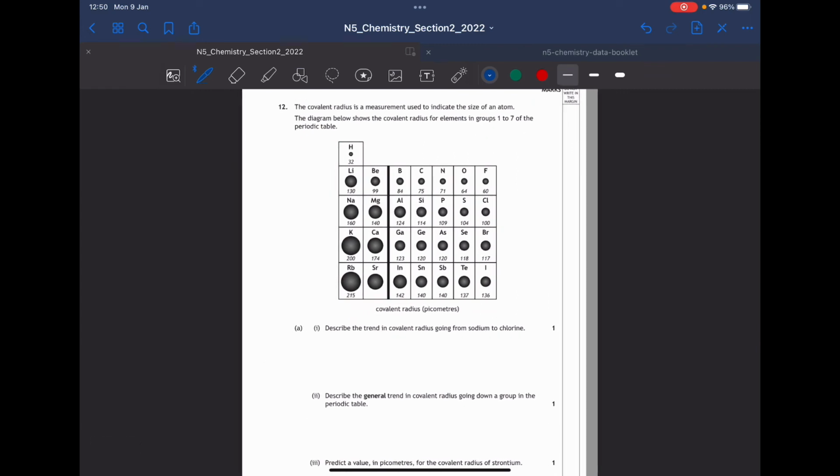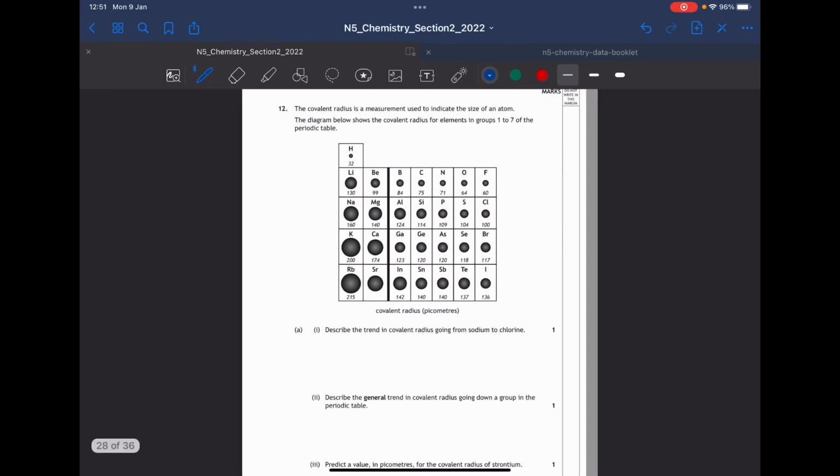So then question 12. Covalent radius is a measurement used to indicate the size of an atom. The diagram below shows the covalent radius for elements in groups 1 to 7 of the periodic table. Describe the trend in covalent radius going from sodium to chlorine. So as you go from sodium to chlorine, this number is decreasing. So you would just say the trend is decreasing from sodium to chlorine.